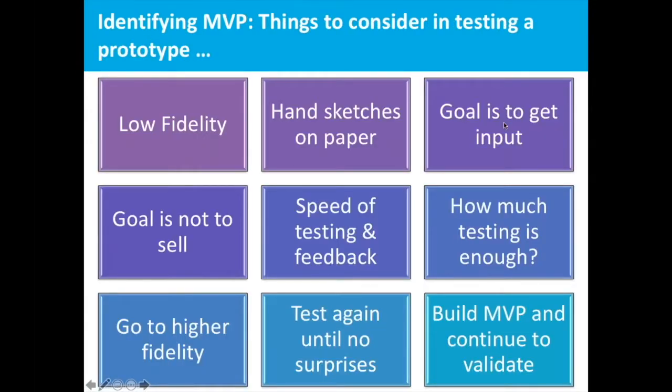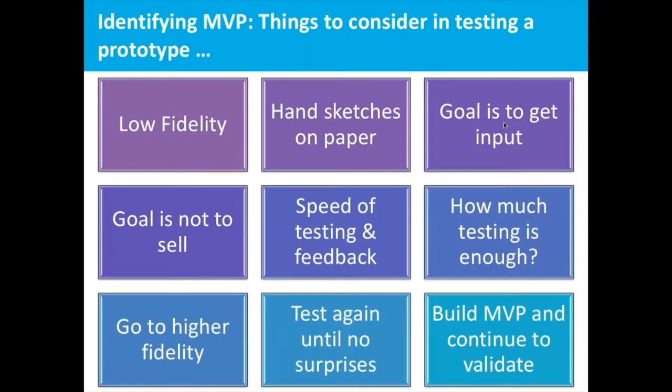Okay, so let's look at the best practices of identifying the MVP. Keep it low fidelity. You can draw on paper. You can draw sketches. Your goal is not to sell. Your goal is to get input, right? What matters here is the speed of testing and speed of feedback, right? How quickly you can do it. And how much testing is enough? How do we know when to stop, right?